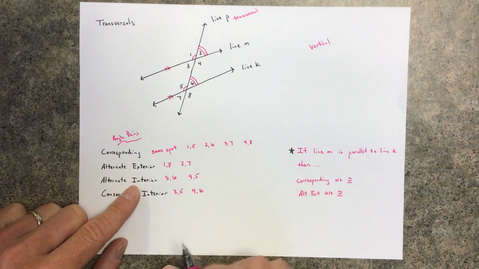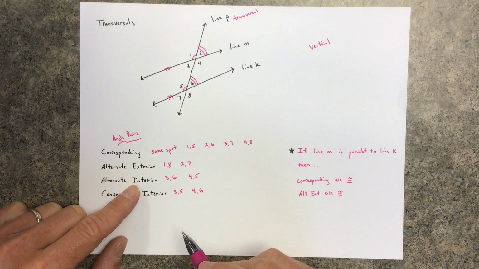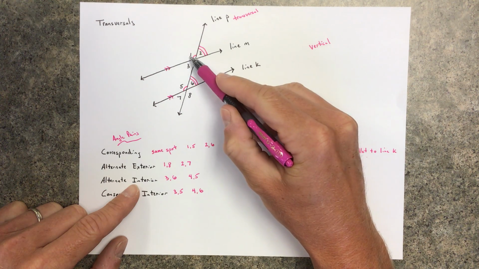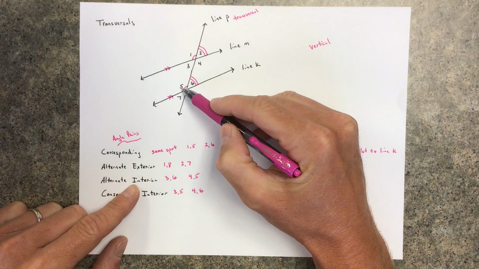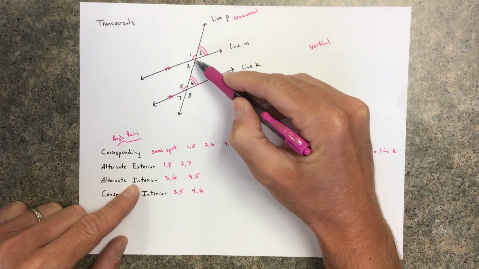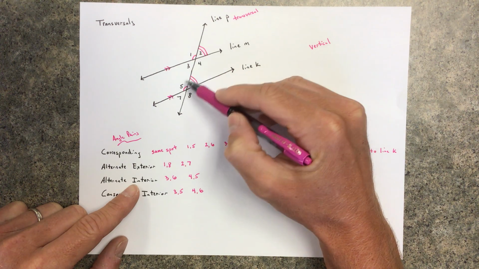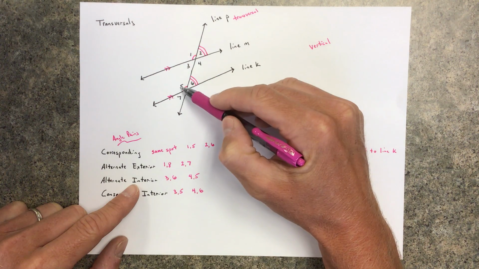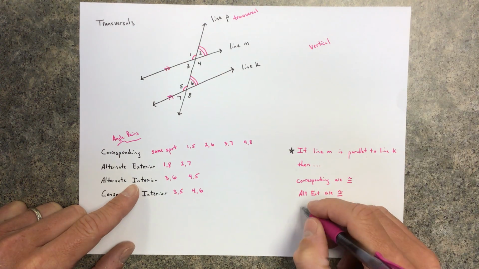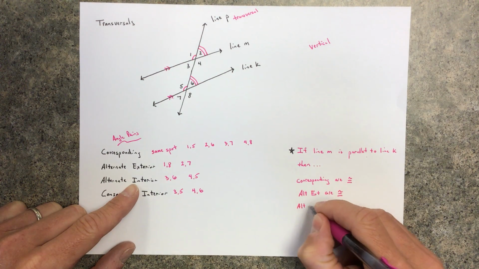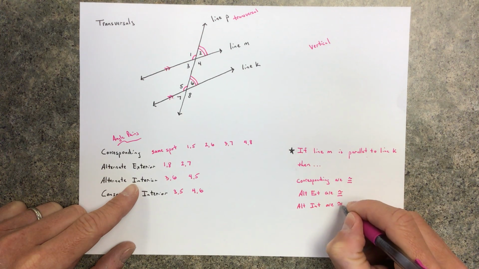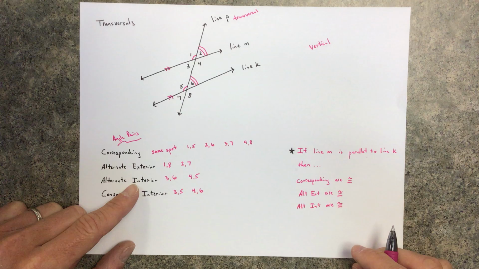Okay, what about alternate interiors? We're talking about 4 and 5. But 1 and 5 are congruent because they're corresponding, and 1 and 4 are vertical. So if 5 is congruent to 1 and 1 is congruent to 4, then don't 5 and 4 have to be congruent? You're like, yep. Alternate interiors are also congruent if lines are parallel.